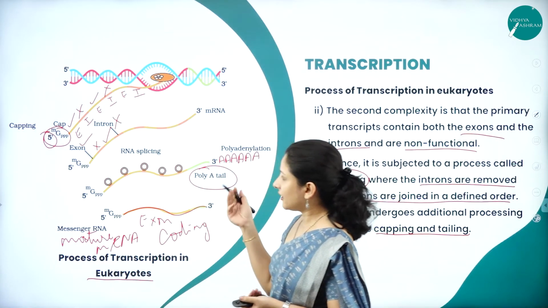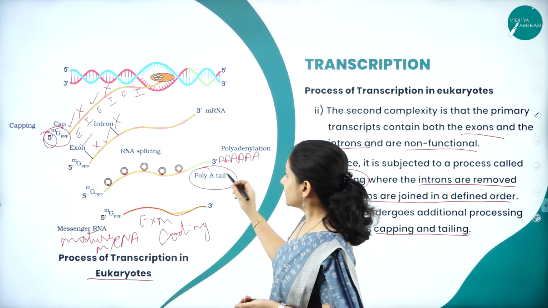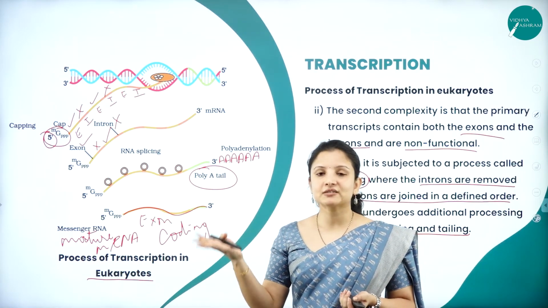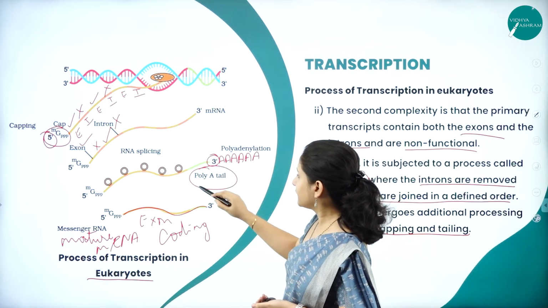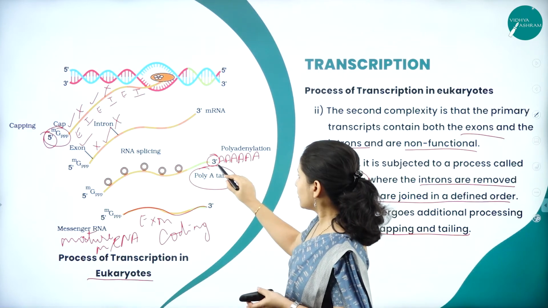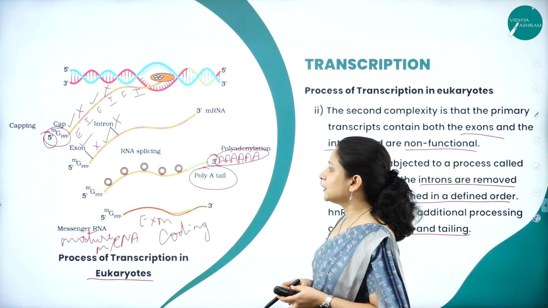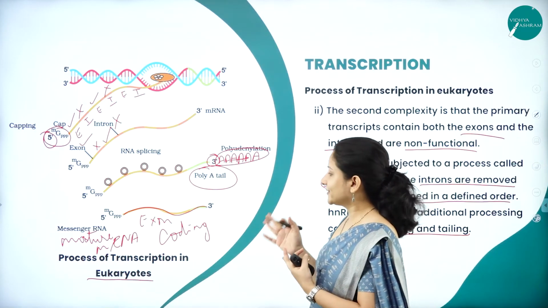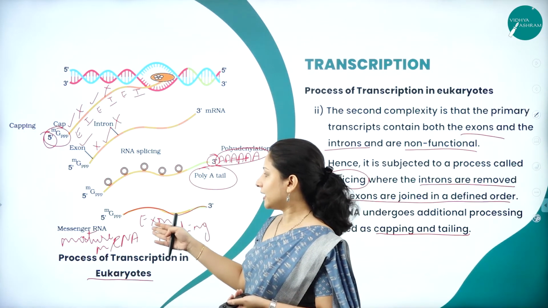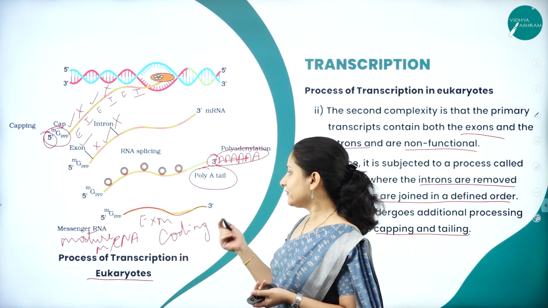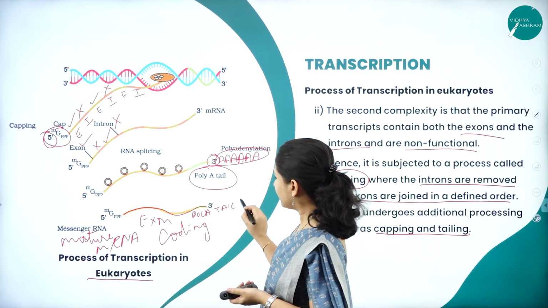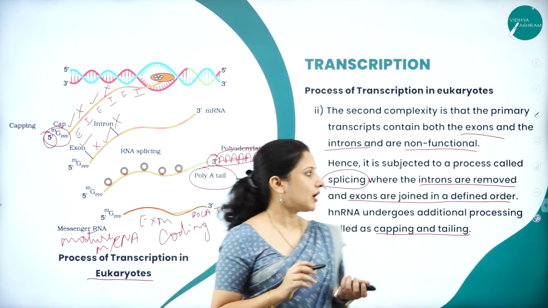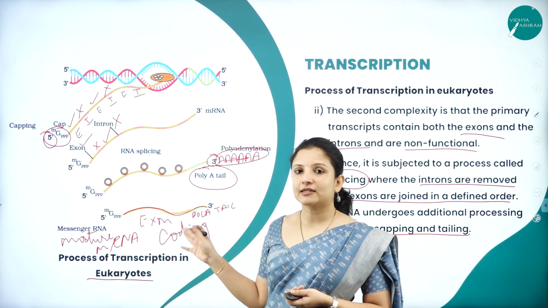Apart from that, after capping and splicing, there is also a process called polyadenylation. Polyadenylation: poly means many, adenylation means addition of adenine group. So in the 3' end of the mRNA strand, the addition of poly, that is adenine group, will take place. Therefore, it is called a poly A tail. A tail will be formed which consists only of adenine. Now the mRNA strand will have the poly A tail, the methyl guanine triphosphate cap, and only the exons. Now it is a mature mRNA, and that mature mRNA will participate in the translation process.